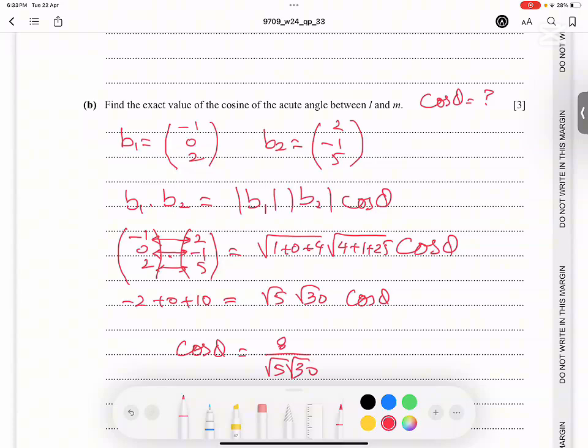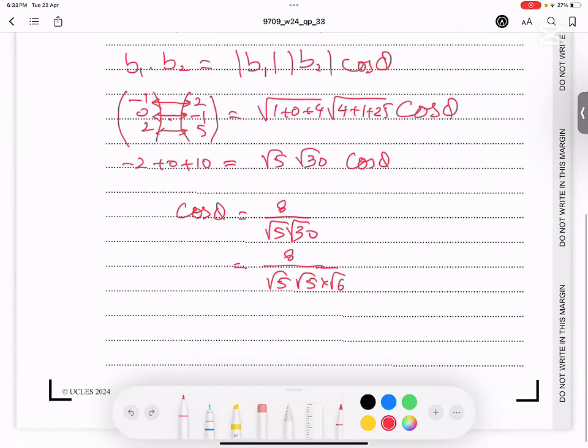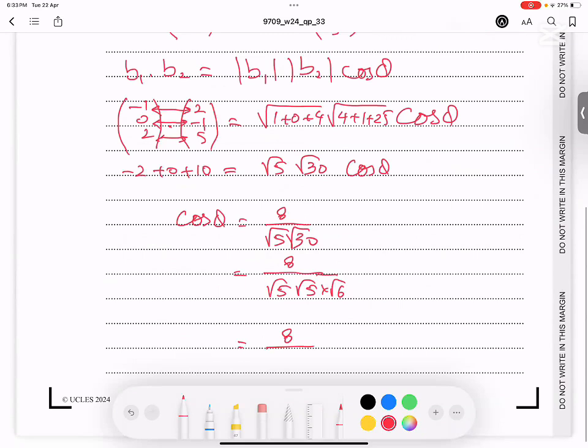And we have to simplify a little bit, because basically I can write root 30 as root 5 into root 6. And root 5 into root 5 gives you 5 only. So I got 8 over 5 root 6. And that is what he was asking us. So alhamdulillah, this part is also over.